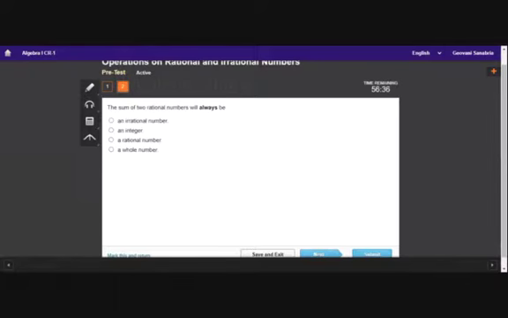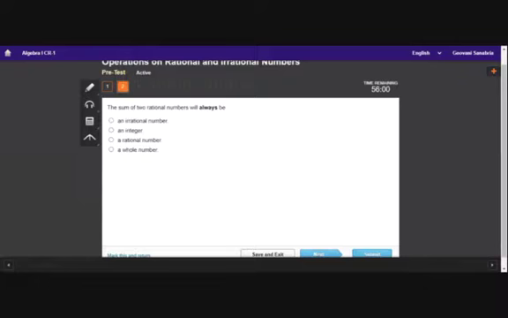Okay, the sum of two rational numbers will always be a rational number. I think they mentioned that in the video. If you add two whole numbers together, those are two rational numbers, you're going to get a whole number. So your answer is going to be a rational number. When it says sum, that means adding.